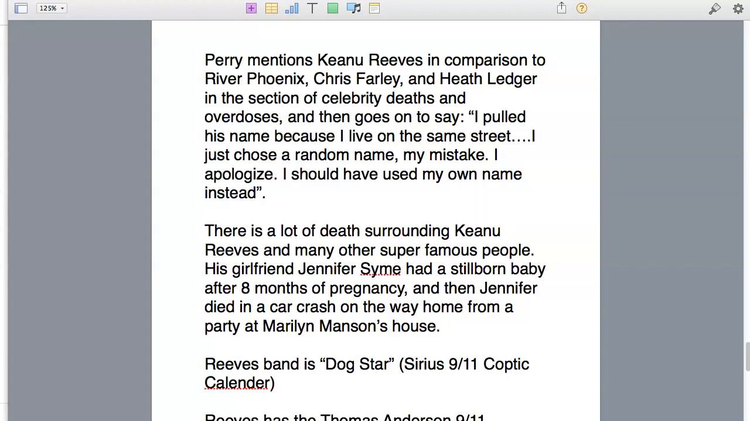But then he says, when he got criticized for mentioning Keanu Reeves there, I pulled his name because I live on the same street. I just chose a random name, my mistake. I apologize. I should have used my own name instead. Very interesting comment here from Matthew Perry. First of all, they just so happen to live on the same street.